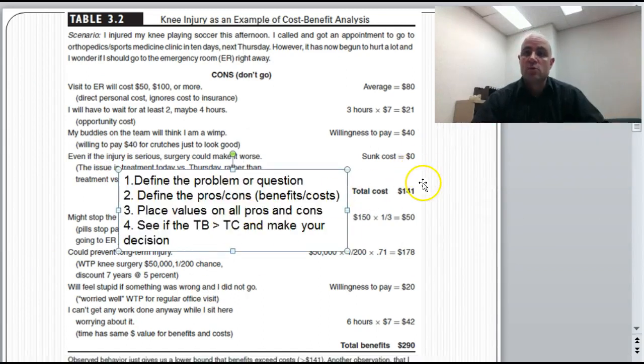All right, you have those 4 steps. Step 1, define the problem or question. Step 2, define the pros and cons. Step 3, quantify those pros and cons, put values on them. Step 4, see which is greater, the pros, the cons, the cost, the benefits, and then you make your decision.